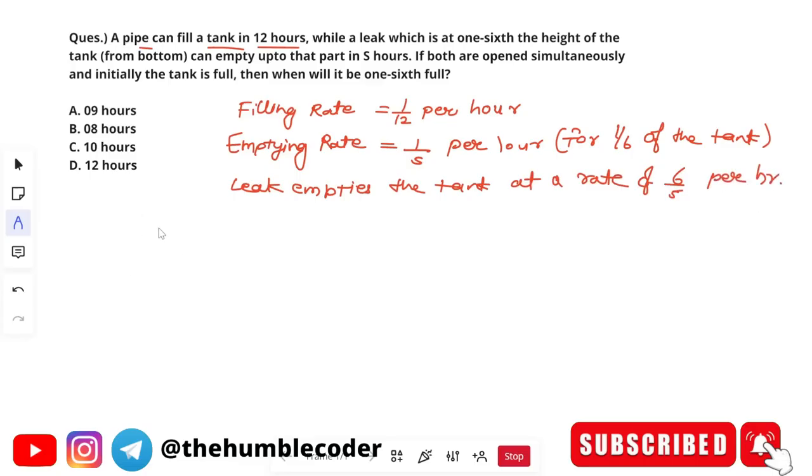Now what is the net drainage rate? Net drainage rate is filling rate minus emptying rate.